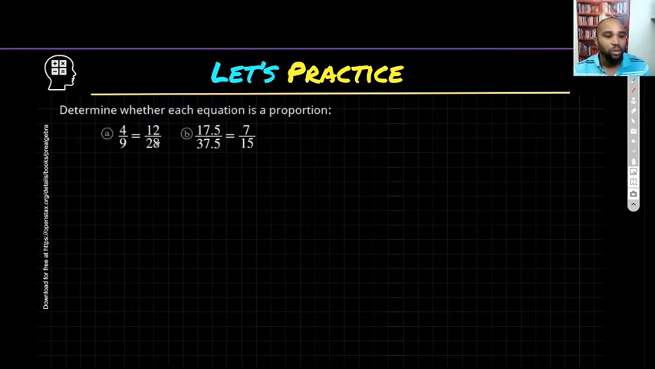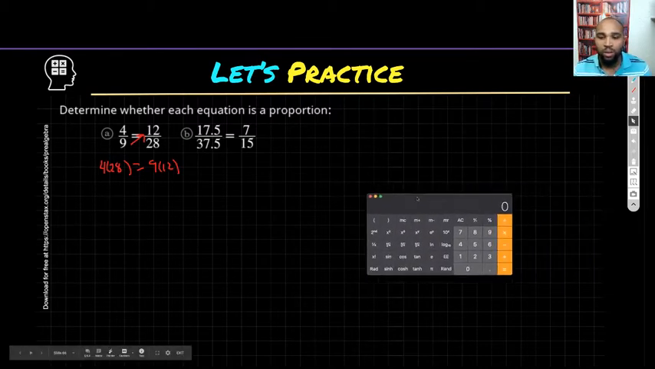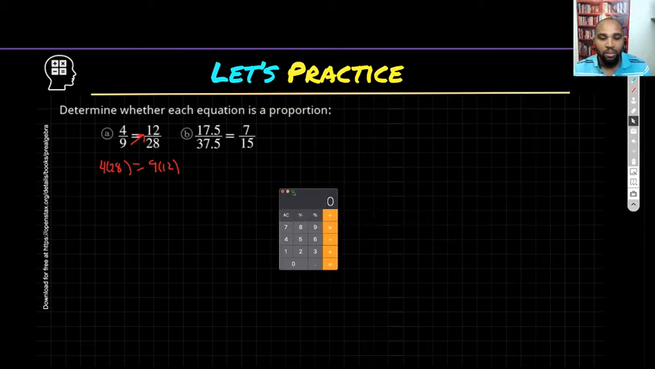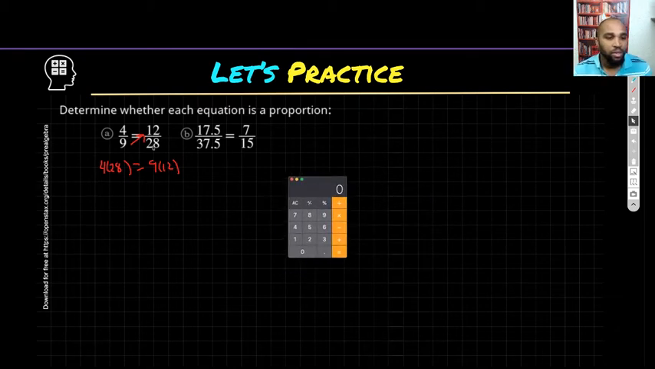So using what we just learned, let's see if these are equal. We know we can set this up: 4 times 28 is equal to 9 times 12. If these do come out equal, we know that this is true. Now, to be honest with you, I wouldn't do it this way, and I'm going to show you why in just a second, because it's just not necessary. There's something you can do a lot faster to see if these are equal, but let's check.